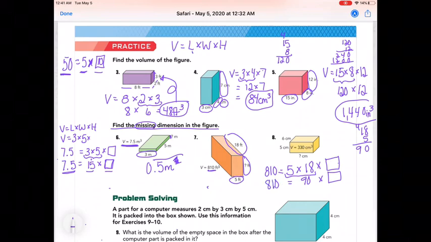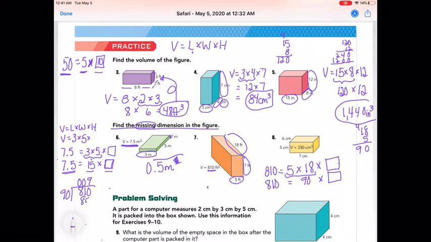Well, we can just divide, right? 810 divided by 90. Or you can take away these zeros and just say 81 divided by 9. Let's just do it the long way. I'm running out of space here. Let's go over to the corner here. 810 divided by 90. Well, 90 doesn't go into 8. 90 doesn't go into 81. But 90 does go into 810 9 times. So, what is the height? The height is going to be 9 feet because 5 times 18 times 9 does equal 810.